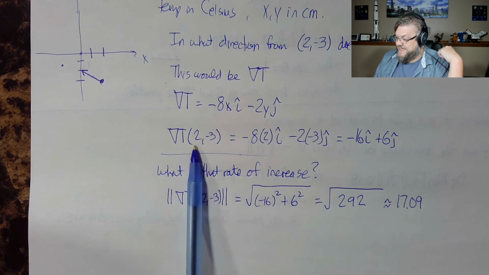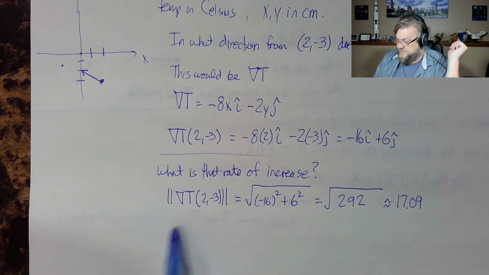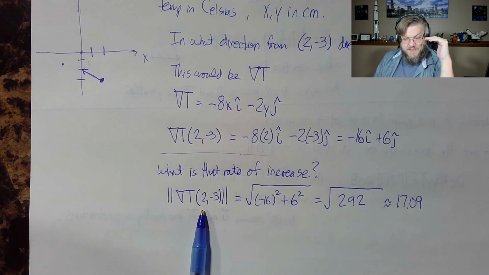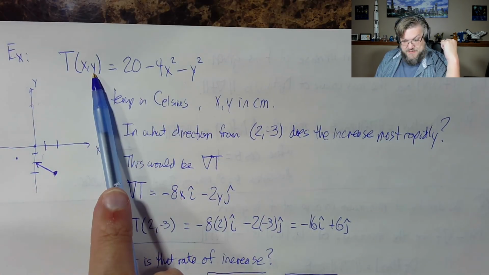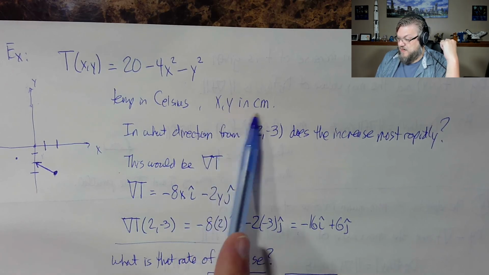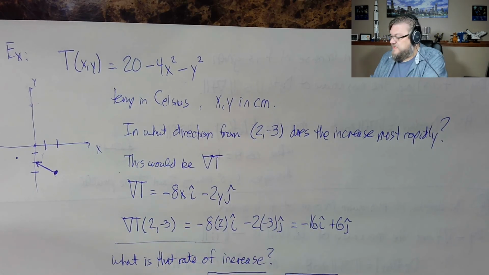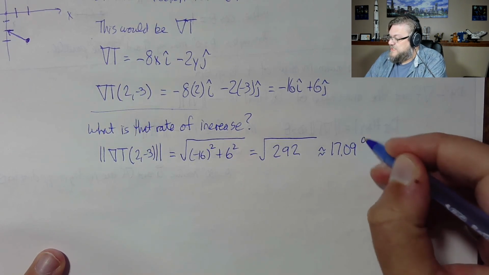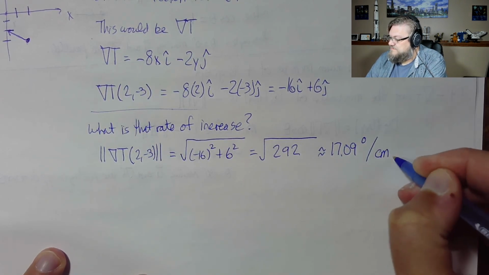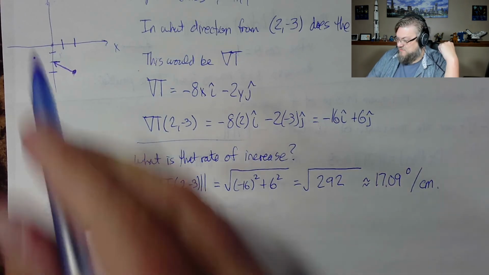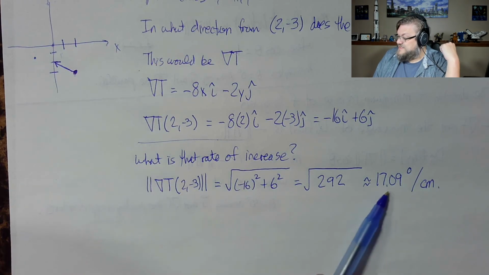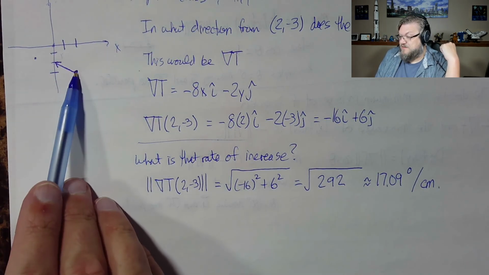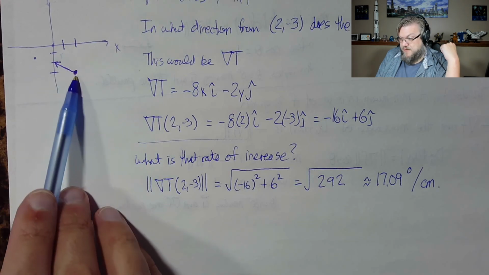Now let's think about units here. So the gradient, this rate, is measured in z units per xy units. Well, I'm measuring temperature, so that is in degrees Celsius. And the xy are measured in centimeters. So this means that this rate would be degrees per centimeter. So if I was to walk in this direction, I would be experiencing 17 degrees every centimeter, on average, in that way.